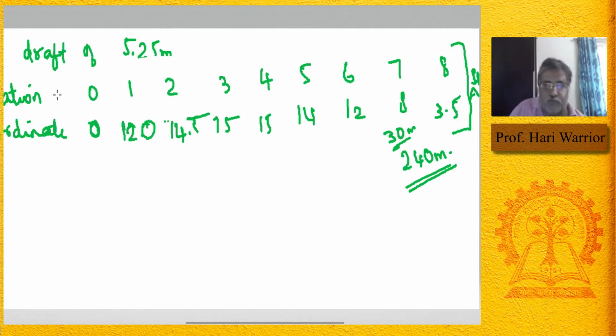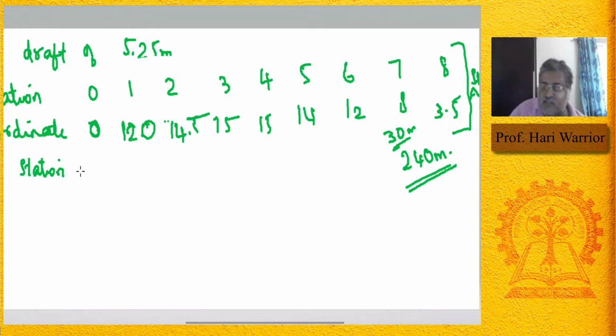You have, I'll put the station. So how will you find the second moment of area anyway? Transverse second moment of area. What do you need? We derived this in the last class. Y cube alpha delta L. Exactly. You need half y cubed. You need the cube of the half ordinate.